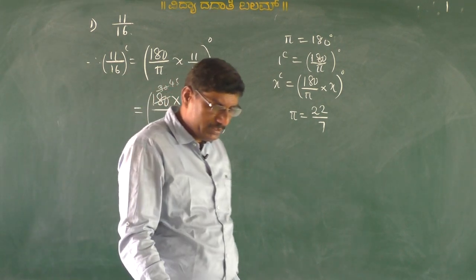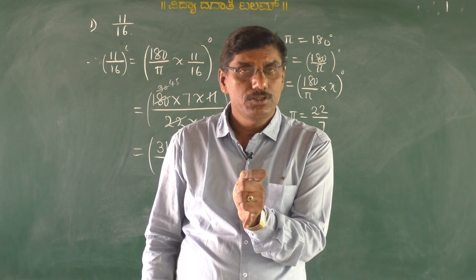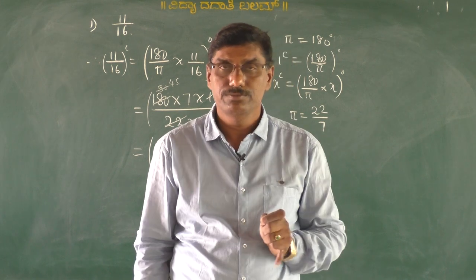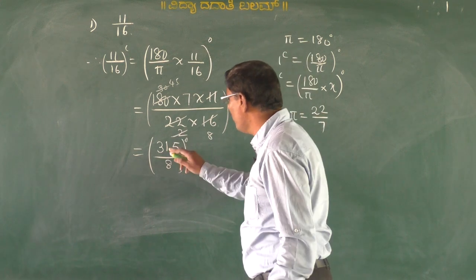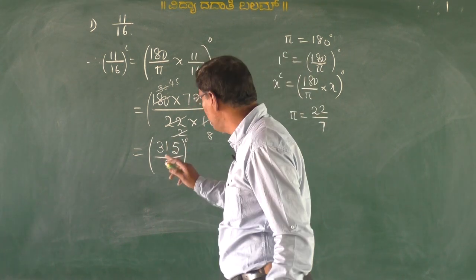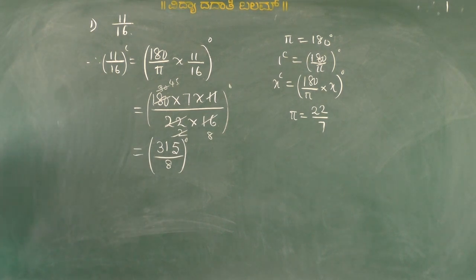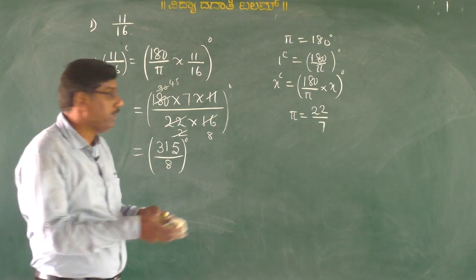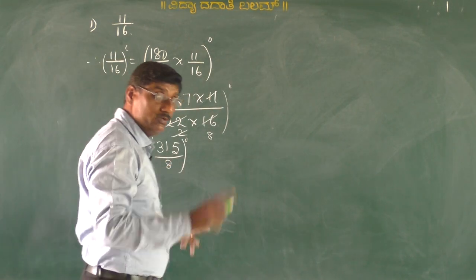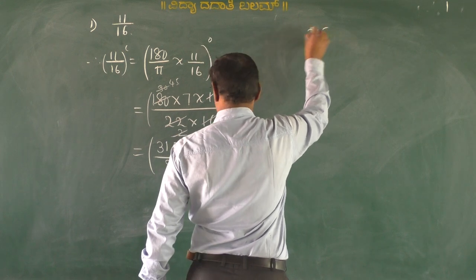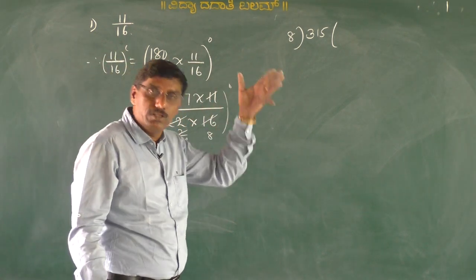But when we express in terms of degree, the measurement of degree is in terms of degrees, minutes and seconds, isn't it? For that, now we have to divide this 315 by 8. How, sir? See, that is the procedure. We know one of the procedures of how we have to divide. My dear students, listen carefully. We have to know this. See, this is 315. We have to divide it by 8. You know the procedure, you know the method of division.